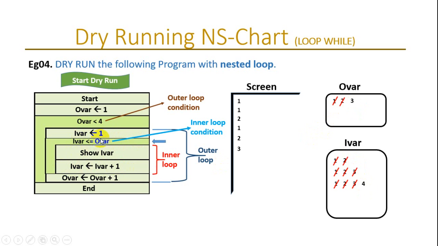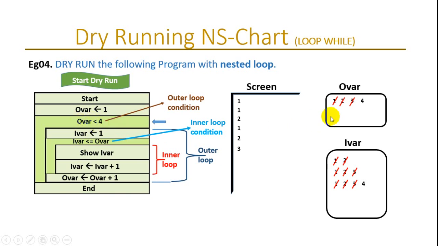So now the condition is false, so you come out of the loop to the next line, which is this line. The inner loop's outer point is this one, right? It ends here, no? So we come here, now increment OVR plus 1, OVR is 3, 3 plus 1 becomes 4, right? So now we are in the last line of the outer loop. After doing this, you go back to the beginning of this outer loop here.